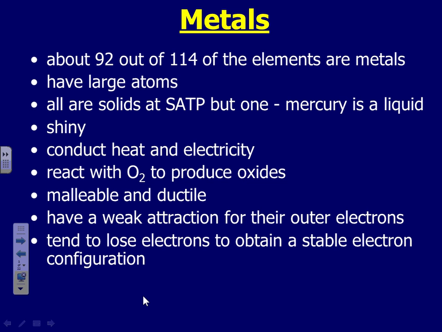They have a weak attraction for their outer electrons, so they tend to lose those outer electrons in chemical reactions, all right? So during a chemical reaction, they'll lose those outer electrons to become stable ions. And you can see the majority of the periodic table is metals.